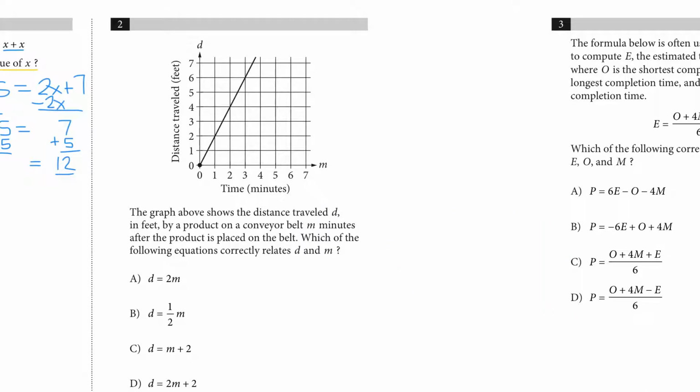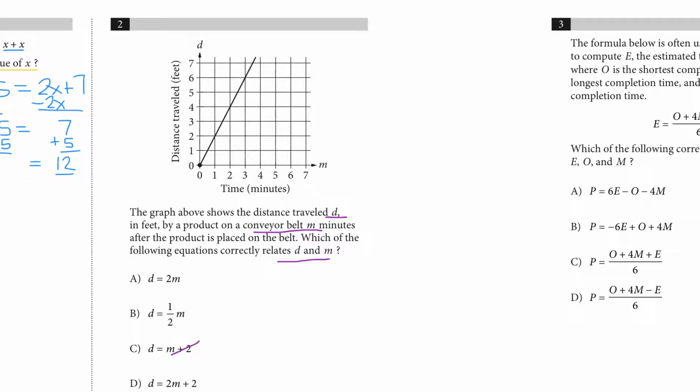Okay, so problem number 2, we have a graph and it shows the distance traveled D, and that's in feet, by a product on a conveyor belt, M minutes after the product is placed on the belt. Which of the following equations correctly relates D and M? So D in terms of M. So it looks like what we need is an equation of the line. The line has a y-intercept of 0.